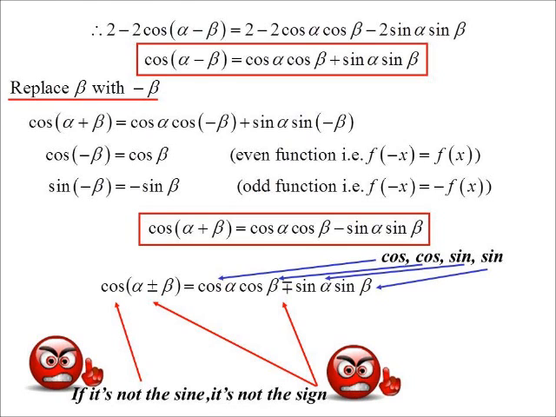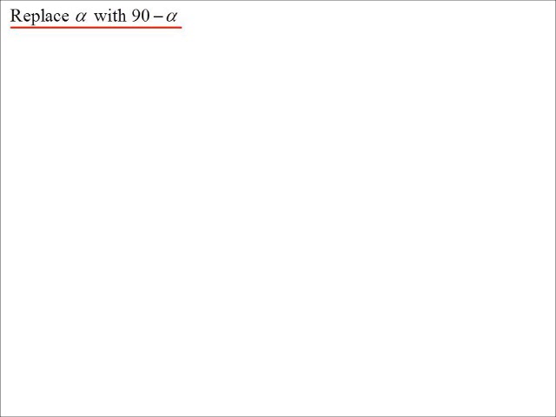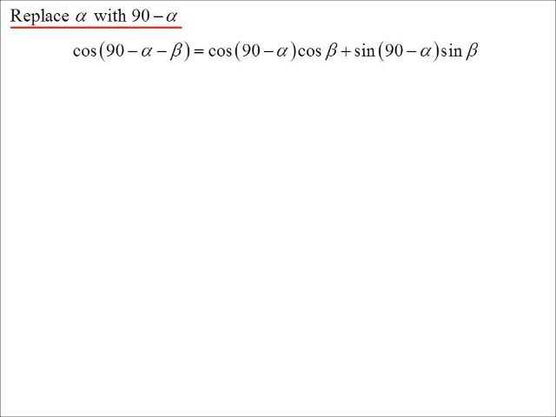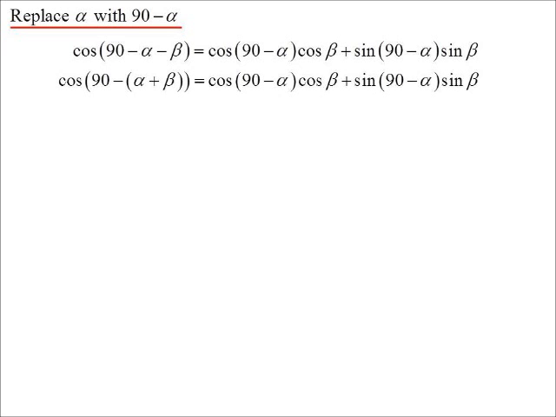All right, now what I'm going to do is go back to the original one we found, and replace alpha with 90 minus alpha. So now I get cos of 90 minus alpha minus beta is cos, cos, sine, sine. But I'm going to play around with complementary ratios. Cos of 90 minus, I could factorise here and make that minus all of alpha plus beta.